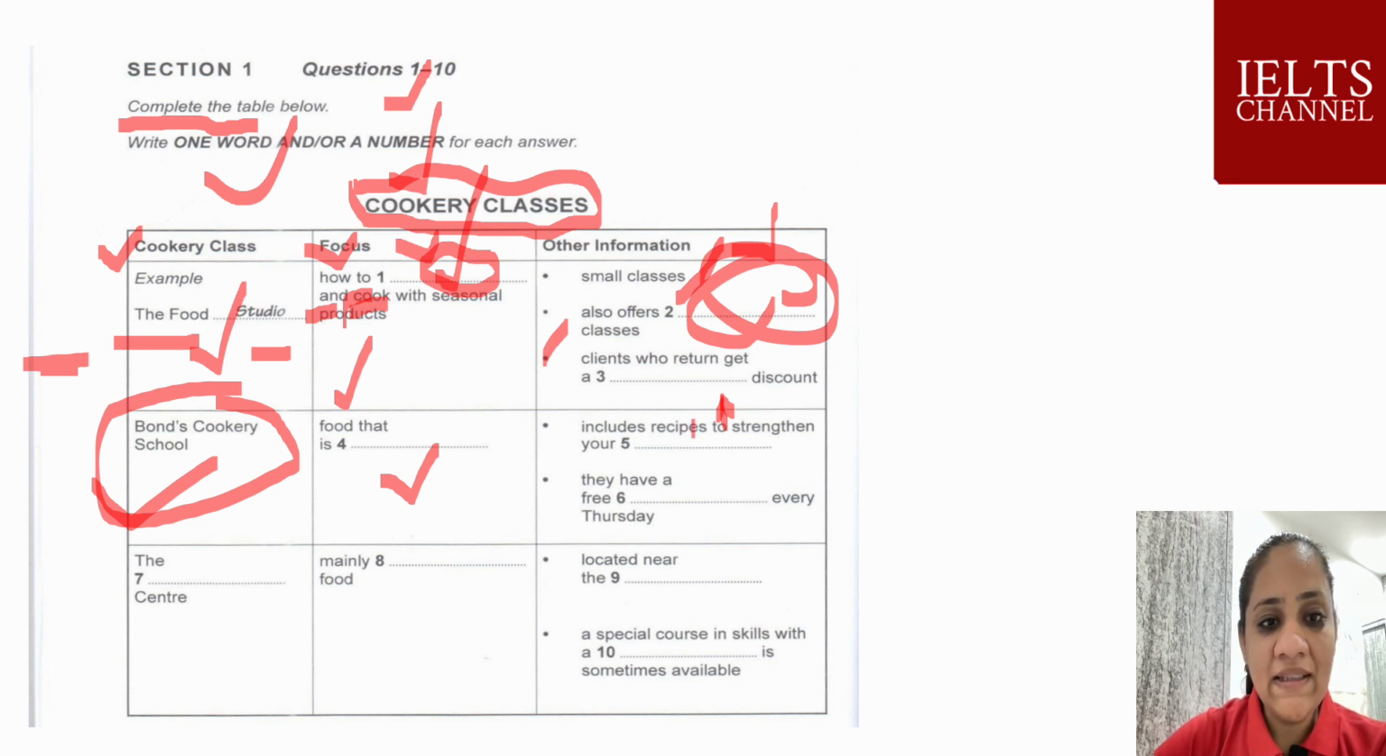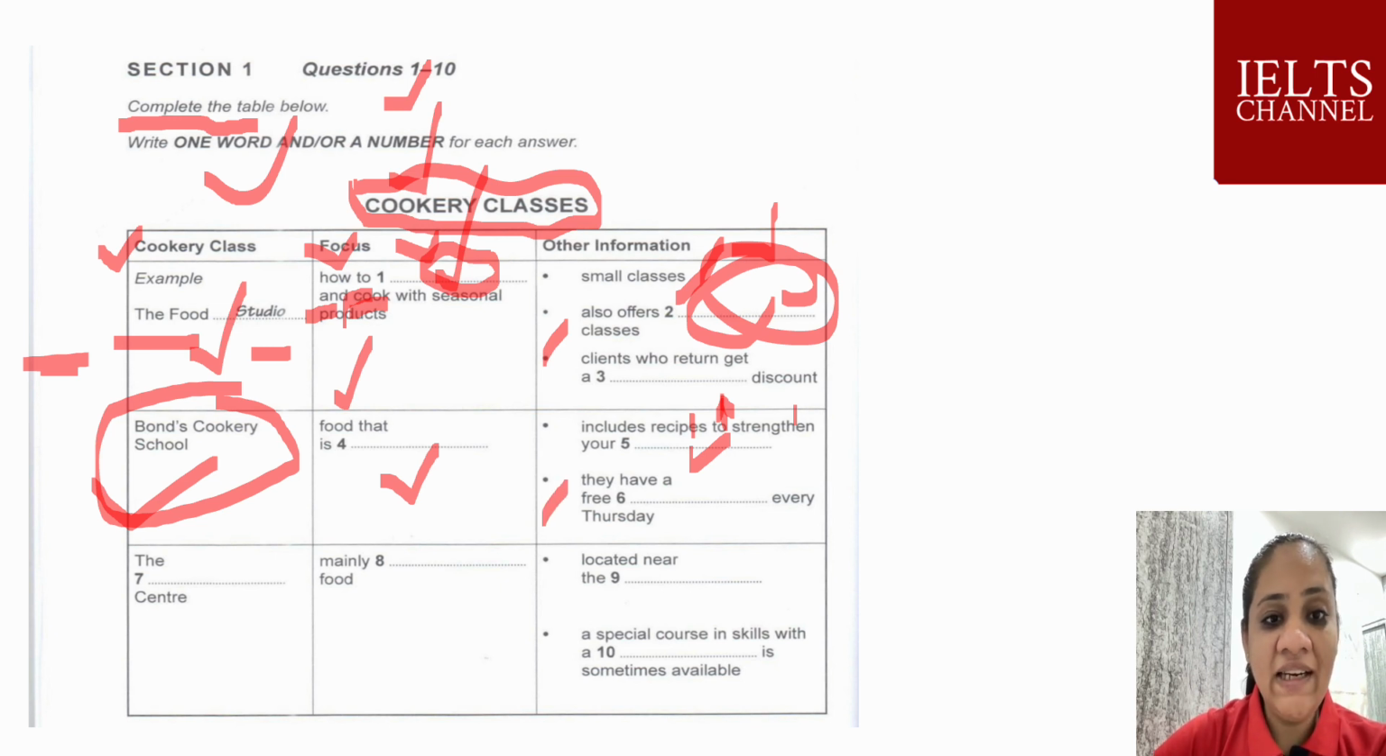Includes recipes to strengthen your dash. That includes a recipe for what? Bonds Cookery School. That includes a recipe to strengthen your bones, strengthen your muscles, strengthen your what. So now you have to put in the fifth fill in the blank. Okay, let's see the sixth number.